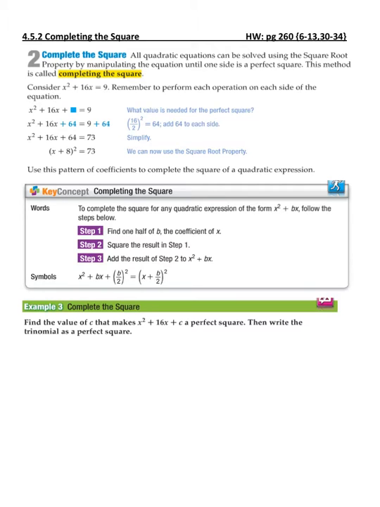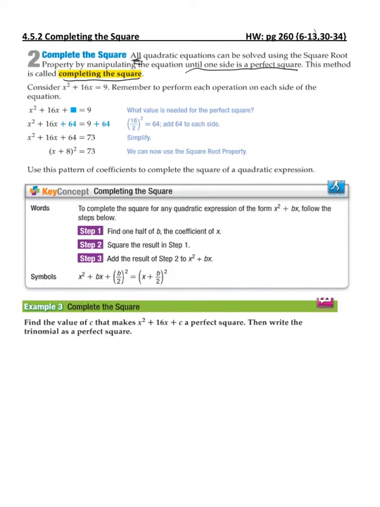All quadratic equations can be solved using the square root property by manipulating the equation until one side is a perfect square. Guys, this method is called completing the square.